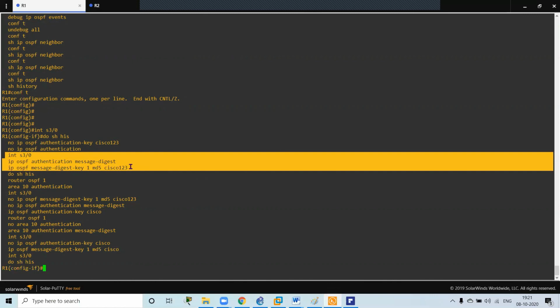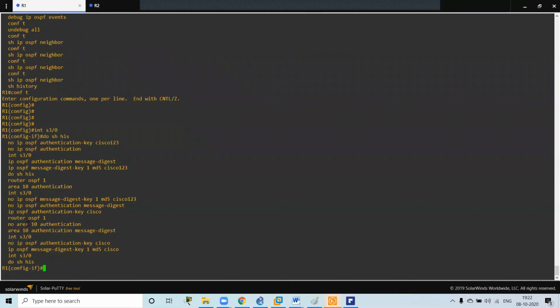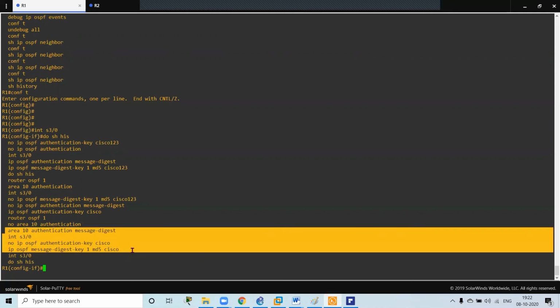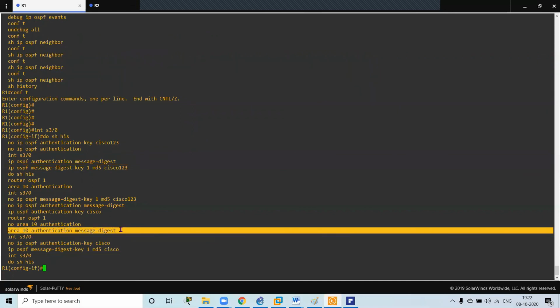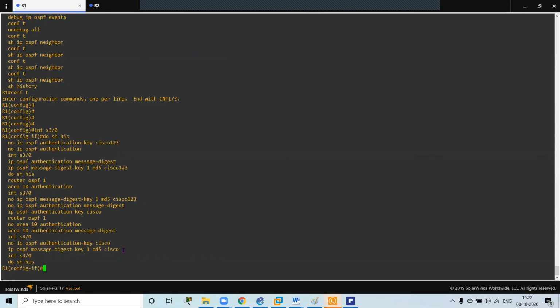See, this is my interface level authentication. Interface level MD5 authentication. This is my process level authentication. There is a difference. Here both the commands I am giving on the interface only. Here one command I am giving in the process and one command I am giving at the interface level. Understood?